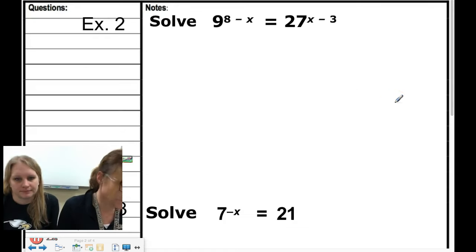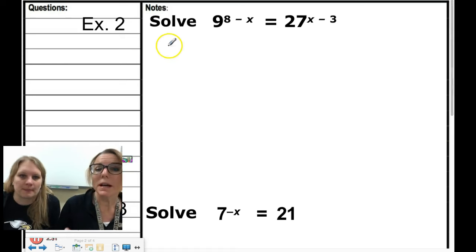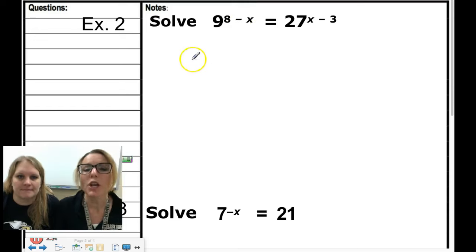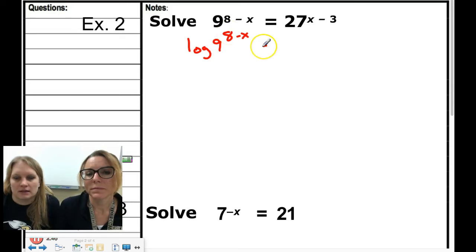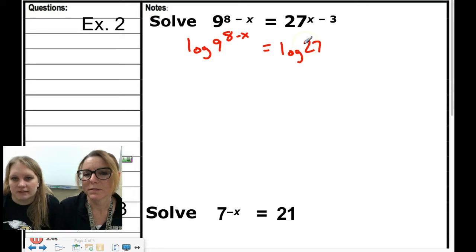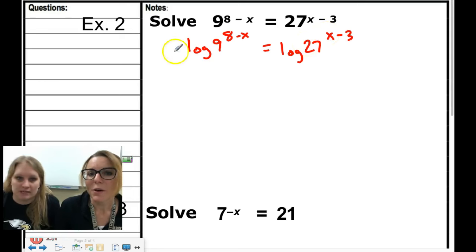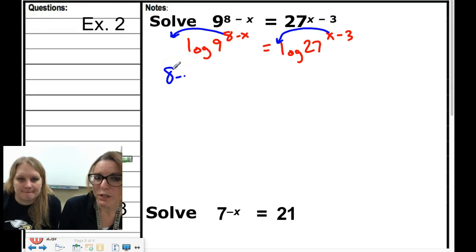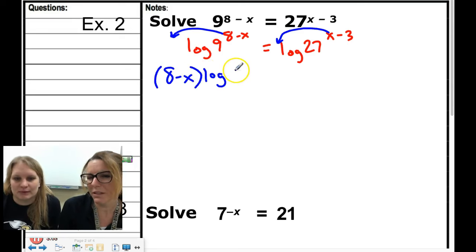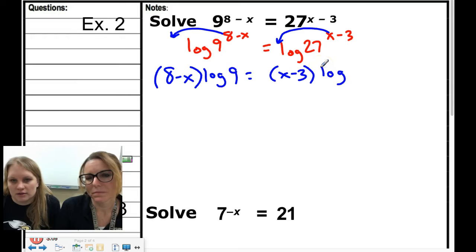Let's go to the next page and example 2. Let's try another one because this one's a little different. But the minute you see an exponential equation, you have to log both sides. 8 minus x equals, oh, I forgot my log. Don't forget the log. Log of 27 to the x minus 3. Because you have a log with an exponent, you can use the power property of logs. I would put the 8 minus x in parentheses, because it's a binomial. And the same thing over there: x minus 3 times log 27.